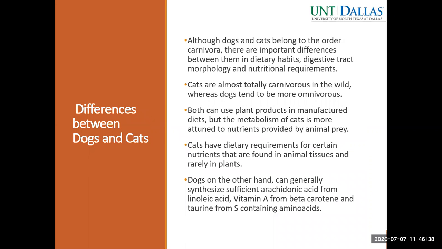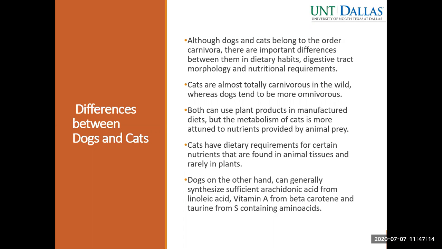So what are the differences between dogs and cats? All dogs and cats belong to the order Carnivora. There are important differences between them in dietary habits, or we can say digestive tract morphology, and nutritional requirements. Cats are almost totally carnivores in the wild, whereas dogs tend to be more omnivores. Both can use plant products in manufactured diets, but the metabolism of cats is more attuned to nutrients that are provided by animal prey.